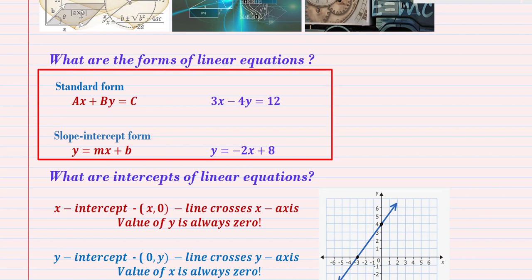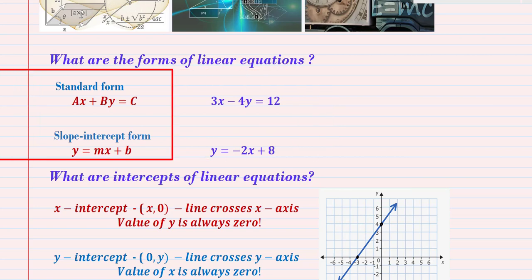So for this class, we're going to look at standard form, which is ax plus by equals c. An example is 3x minus 4y is equal to 12. That's a standard form. And the second form we're looking at is slope-intercept form. You have y equals mx plus b form. An example is y is equal to negative 2x plus 8. These are the two forms we're going to look at.